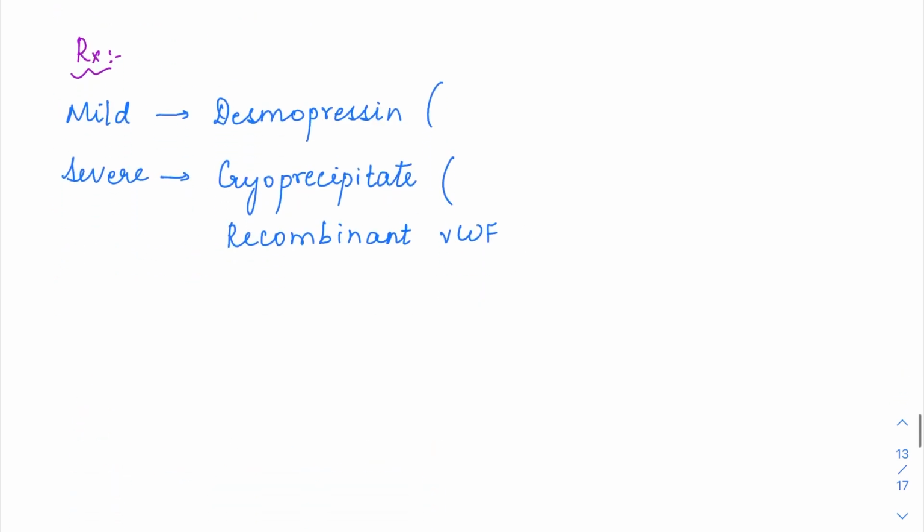So how do you treat this von Willebrand disease? For mild forms of the disease, you can use desmopressin. It is a drug which actually releases the von Willebrand factor from platelets and endothelium. So for releasing the stores of von Willebrand factor, we can use desmopressin. Then if it is a severe kind of deficiency, you'll have to use cryoprecipitate.